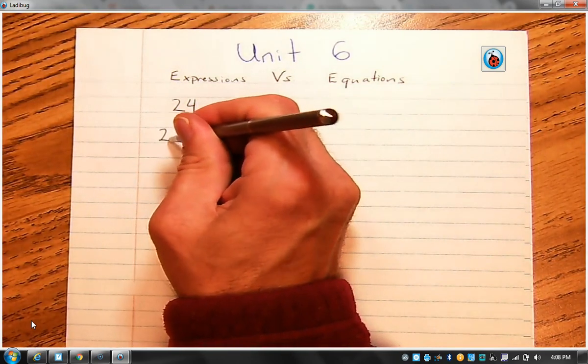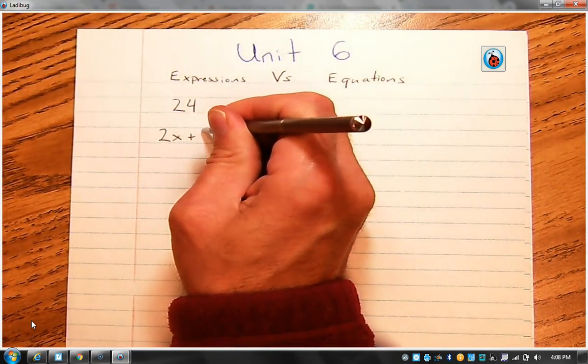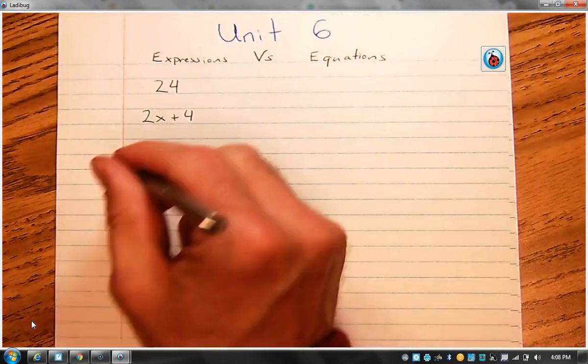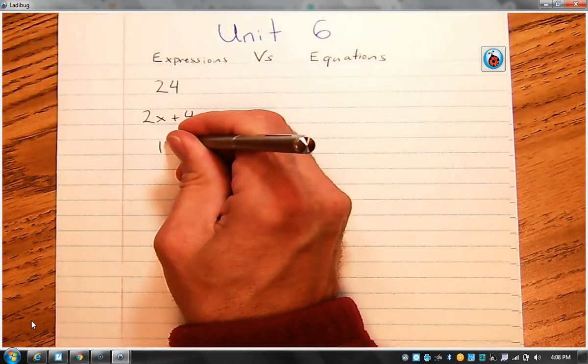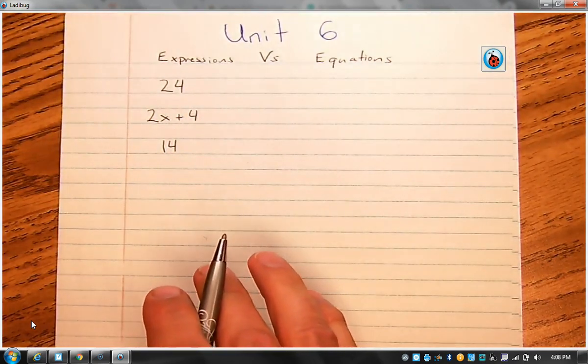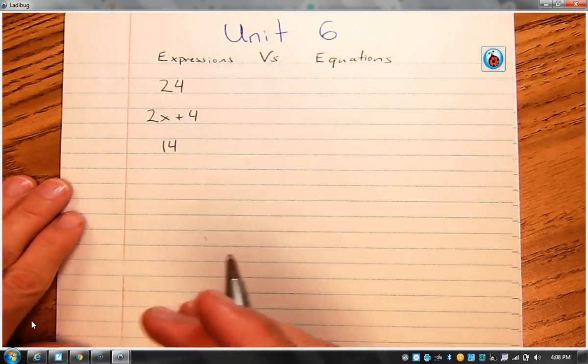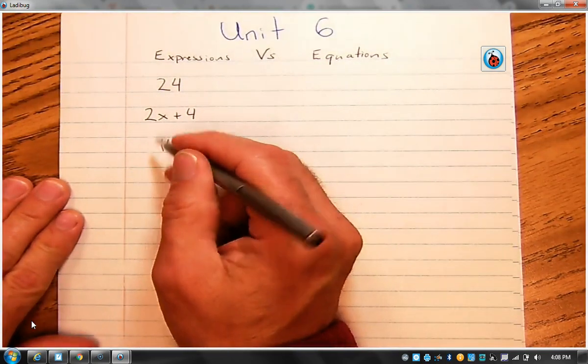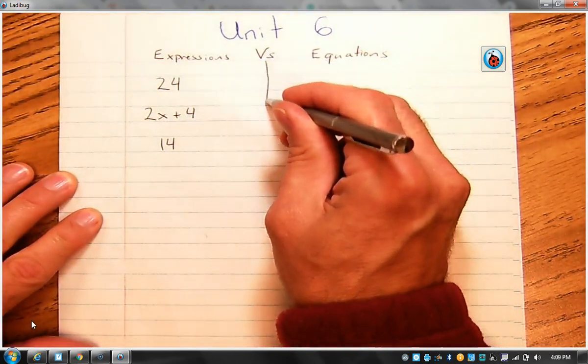Here's another expression. Let's do this one. Ta-da! It's amazing. And then we'll do another expression. Those are all examples of expressions because right now they do not have an equal sign. So there is no equal sign in them. And so that's the number one thing that you have to know about expressions.